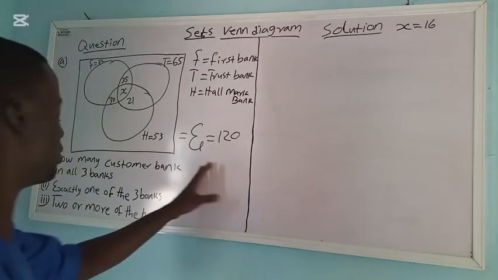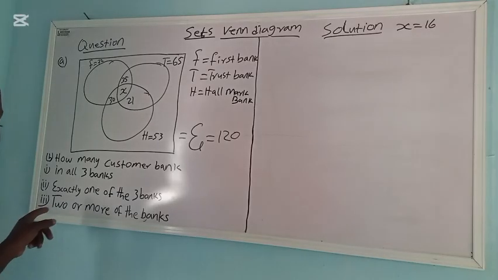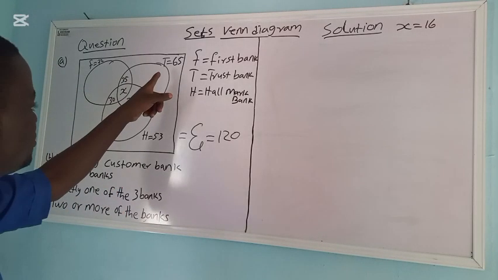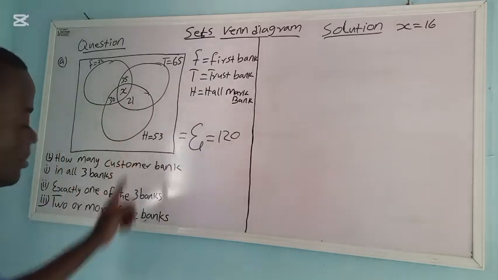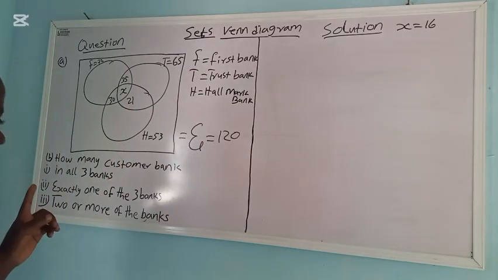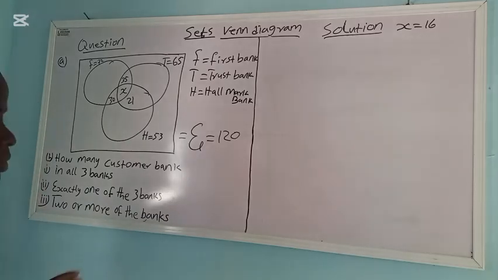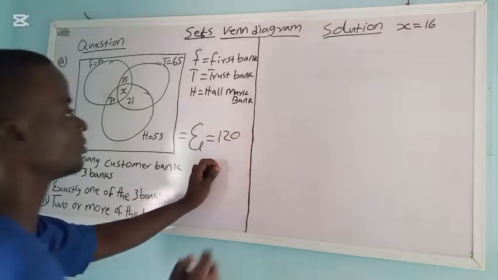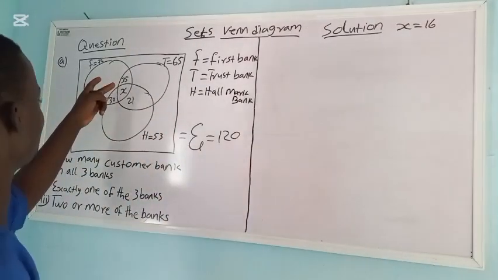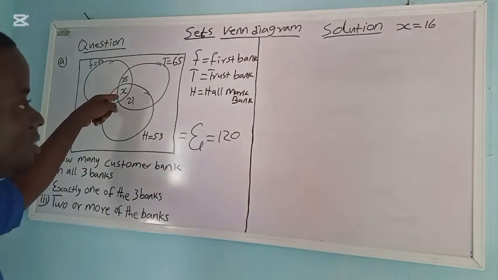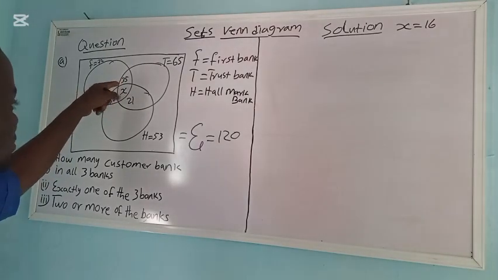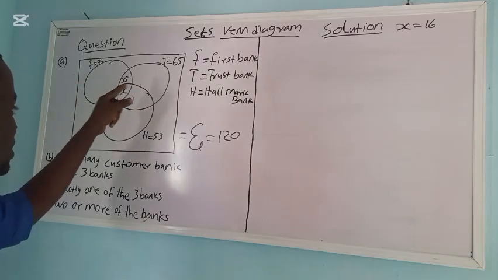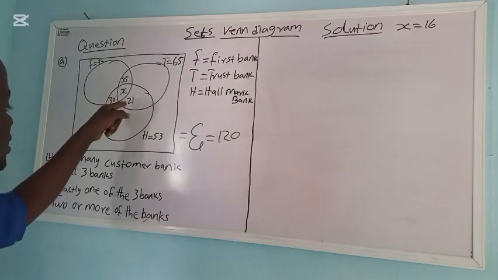So now, since we have known the value of x to be 16, I want to find the number of customers that use only one of the three banks, like only First Bank, only Trust Bank, and only Hallmark Bank. So we want to know the exact customers that use only one of the three banks. I will minus this 16, this x, from this 35, and I will get the exact number of people that use two banks, First Bank and Trust Bank. Then likewise with this one and this one.